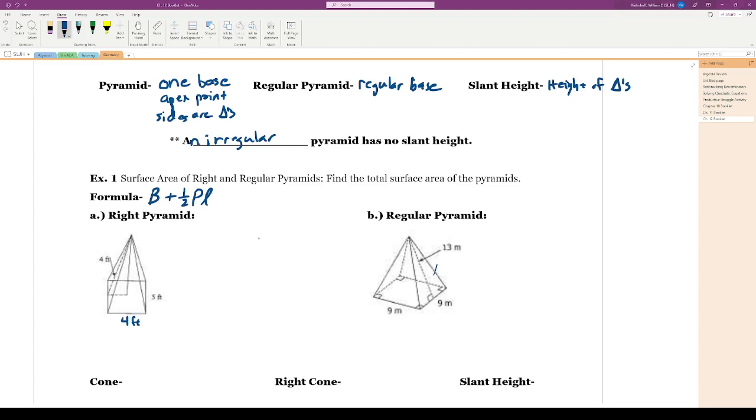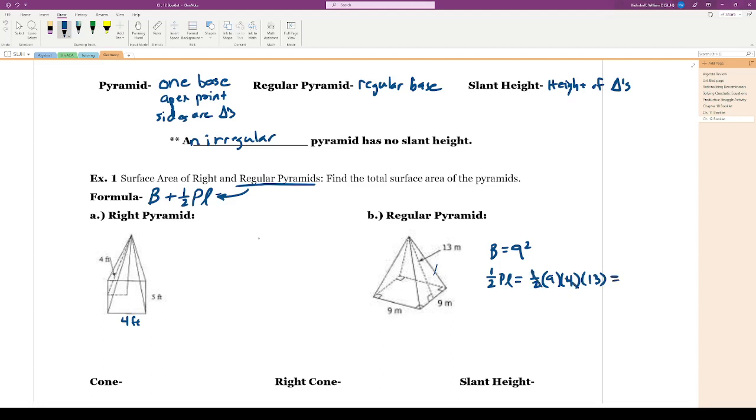So this formula is for regular pyramids, right? Okay, so for a regular pyramid, it's the area of the base. So my base area here is just 9 squared. And my lateral surface area is going to be 1/2 times the perimeter of the base times the slant height. And those are all given. So that's 1/2 times 4 times 9, so 9 times 4 is my perimeter, and my slant height is 13.